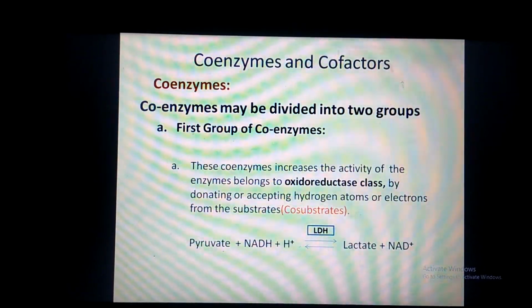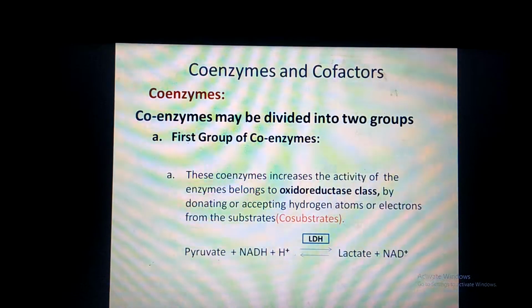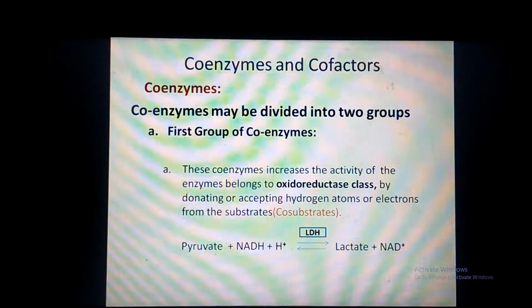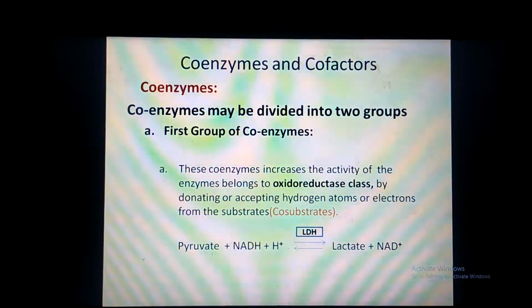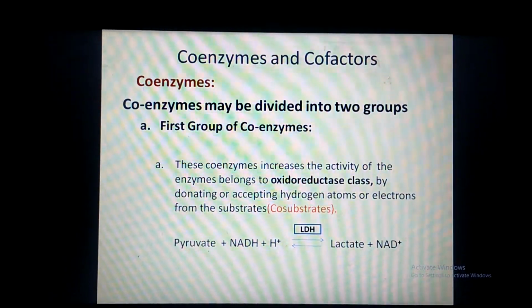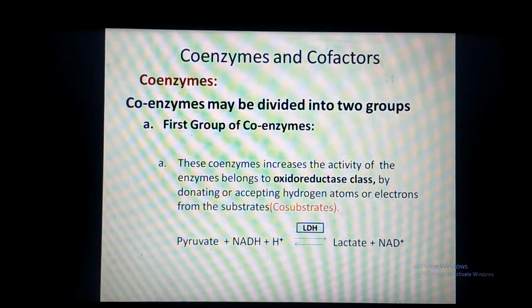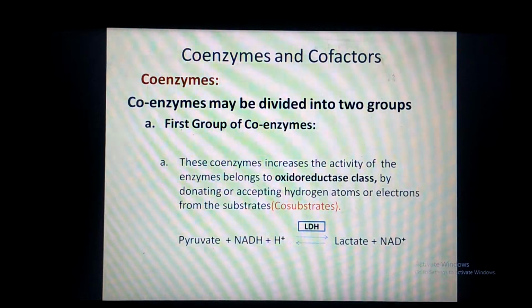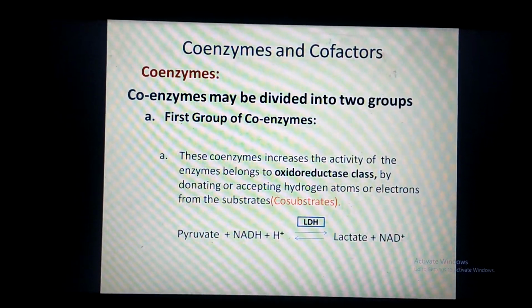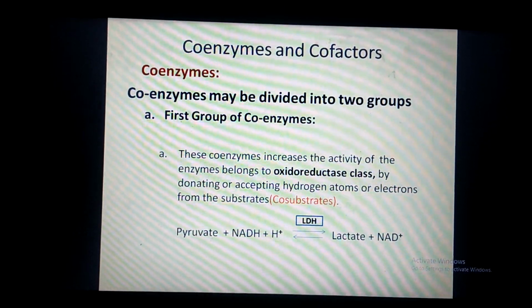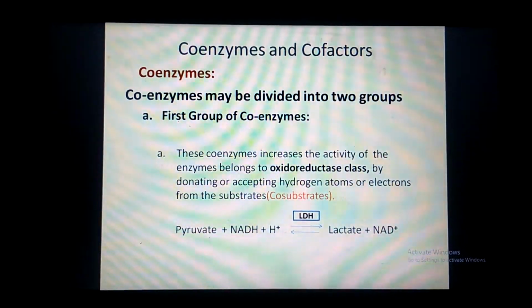Coenzymes are divided into two groups. First group, in this first group, those coenzymes are present which increase the activity of the enzymes belonging to the oxidoreductase class. And how do they increase the activity? Either by donating or accepting the hydrogen atoms or electrons from the substrate.